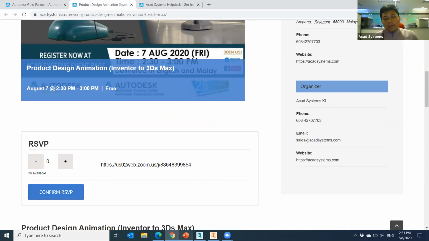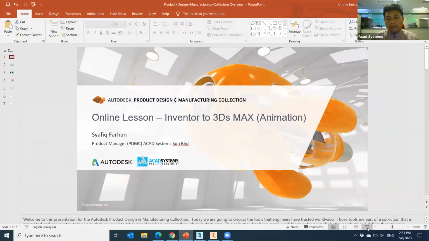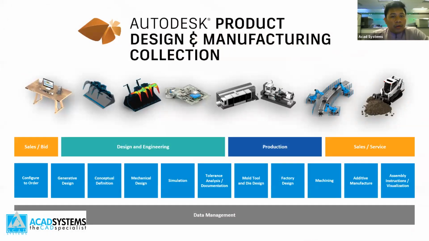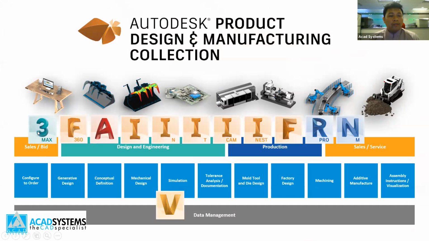All right, so I will go directly to our topic today. Our topic focuses on the Product Design & Manufacturing Collection, Inventor to 3ds Max animation. The collection has many software inside, including 3ds Max, Inventor and AutoCAD. A normal company that purchases the collection mainly wants to create 3D modeling and edit 2D drawings, using Inventor for 3D modeling and AutoCAD for 2D drafting.